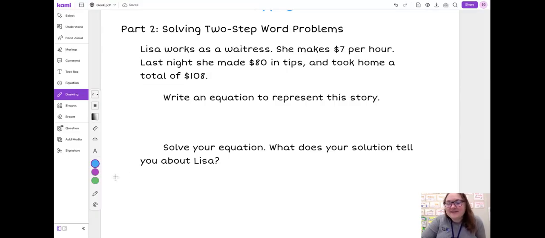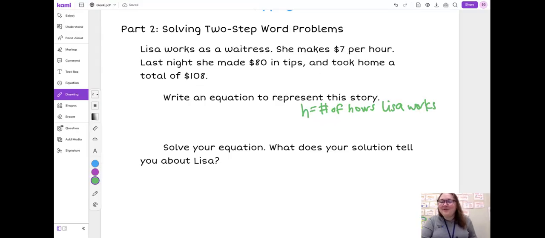We still want to go through the same steps, so still identifying what math the story is describing and also identifying our variable. I left the story pretty similar, and so our variable is going to be the same thing. We can use h again to represent the number of hours Lisa works. I know she makes $7 per hour. I know she made $80 in tips. I know she took home a total of $108, but I still don't know how many hours she worked.